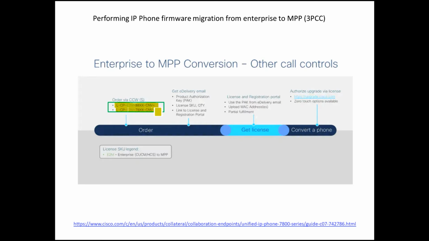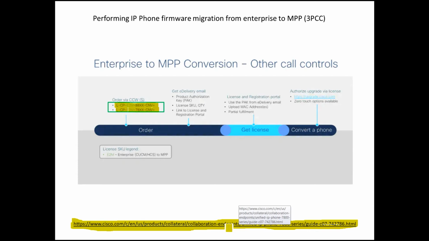There's a very good document, white paper, at this link that goes into great detail regarding firmware migration for the Cisco IP phones. There are certain caveats that you should be aware of, and this document does get updated from time to time. If you're going to be working on a project where it involves migrating phones from Enterprise to 3PCC or vice versa, this is definitely a document you want to spend some time looking at.